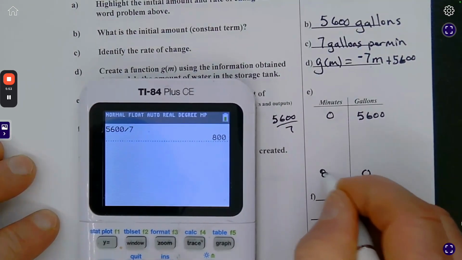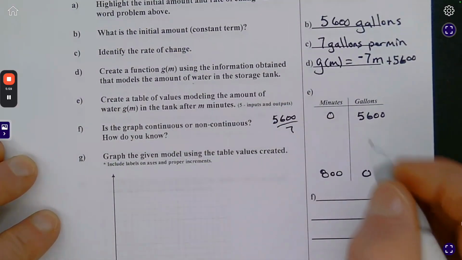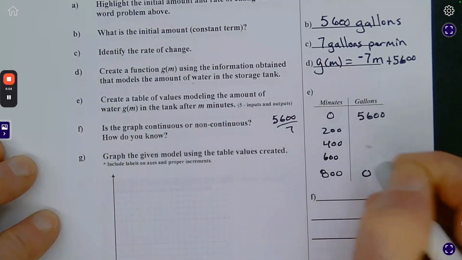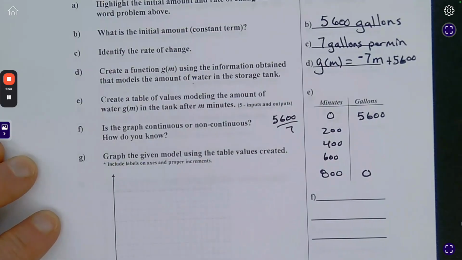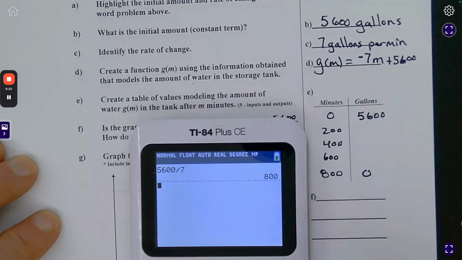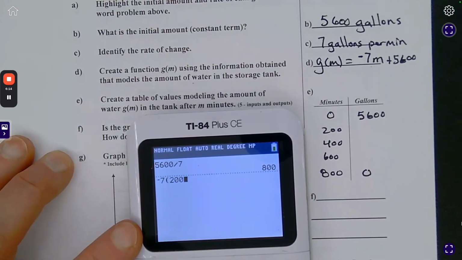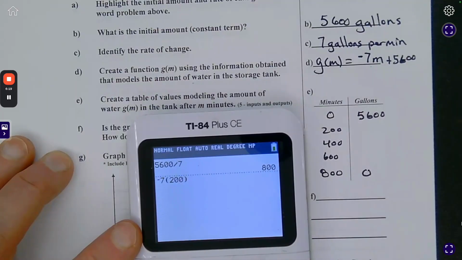That's 800 minutes. They asked me to make a table with 5 inputs and outputs, so I'm going to do 200, 400, and 600. You like a good span between the minimum and maximum minutes. Now I'm going to input those one at a time. So -7 times 200. I'm putting it in for minutes, right? That's what we're talking about, and I want to know how many gallons.